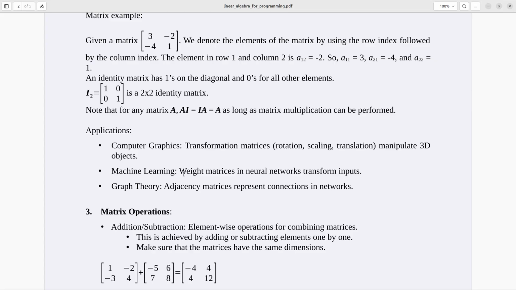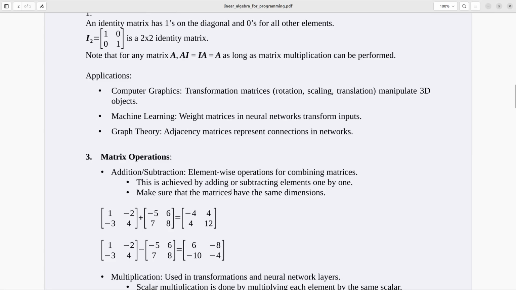So, for example, if I want to indicate the weight matrices in the neural networks, we can use the matrix format to help us denote the weight matrices, okay? And in graph theory, we can use the matrix to represent an adjacency matrix, in order to indicate the connection of the nodes in the network, okay?